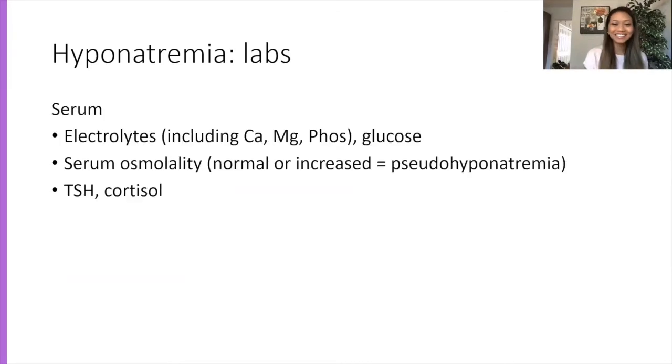That's all. Next. So what labs? You'll notice a pattern here for all these electrolytes. Obviously, you measure the electrolytes, including calcium, magnesium, phosphate, also glucose. And then you measure the serum osmolality. If it's normal or increased, that is pseudohyponatremia. It's not true hyponatremia. You'll also want to get TSH because, as I mentioned earlier, hypothyroidism can cause hyponatremia, and then cortisol because Addison's disease can also cause hyponatremia.